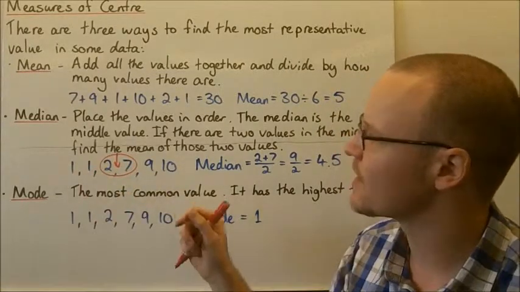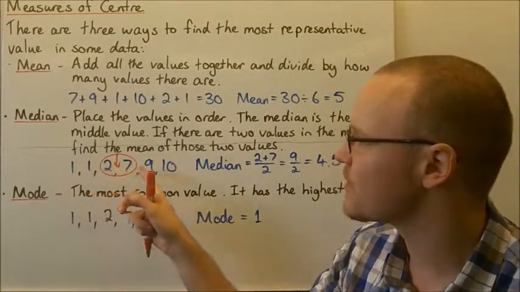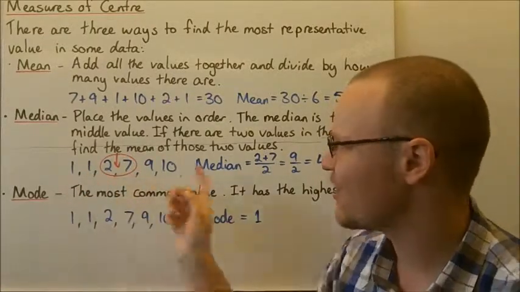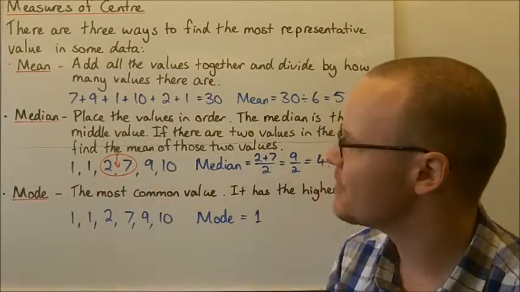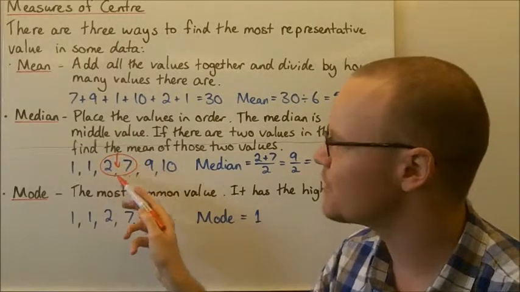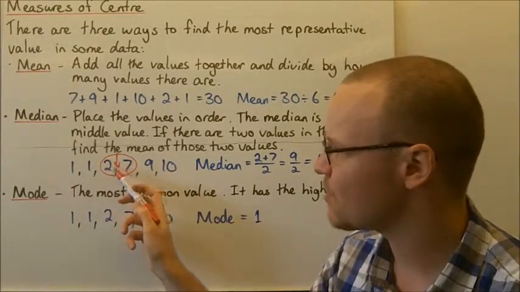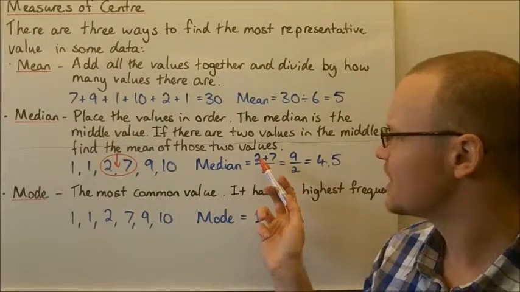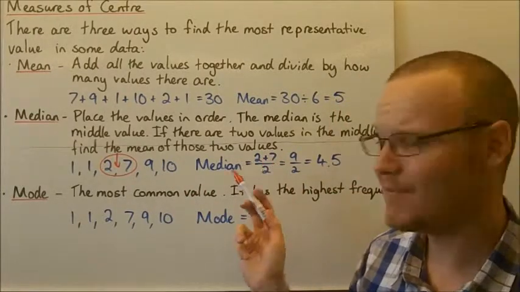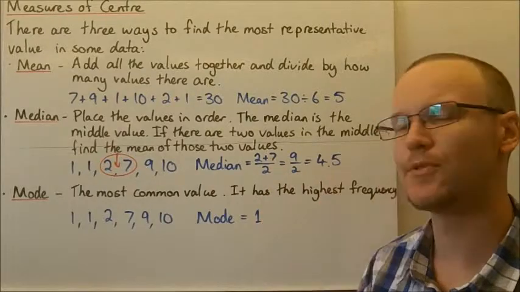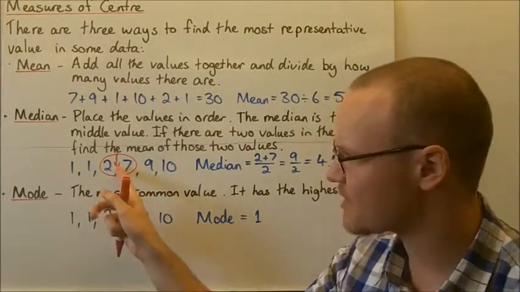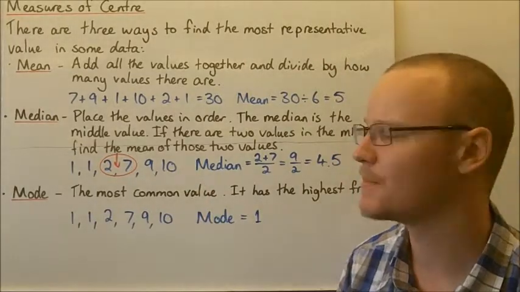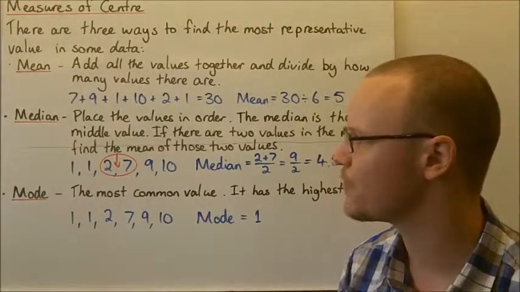So if we line all our numbers up in order, so 1, 1, 2, 7, 9, 10, for our egg cartons, the median is going to be the middle number, and we've got 2 middle numbers here, so we need to find what's halfway in between them. And we just do that by adding them up. So 2 plus 7, 9. 9 divided by 2 is 4.5. So 4.5 is directly in between 2 and 7. So the median for this set of numbers is 4.5.